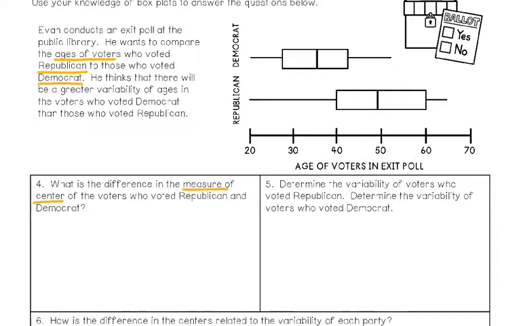So we're looking at the difference in the measure of center. That means that we're looking at the difference in the median in each of these box plots. So step 1 is going to be to identify what is the median of the Democratic voters' age and the median of the Republican voters' age.